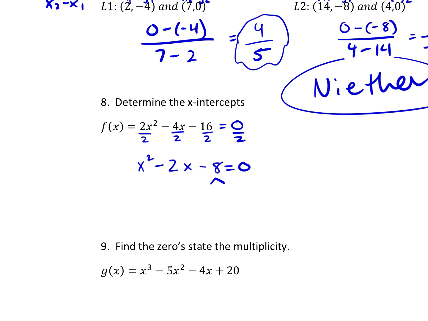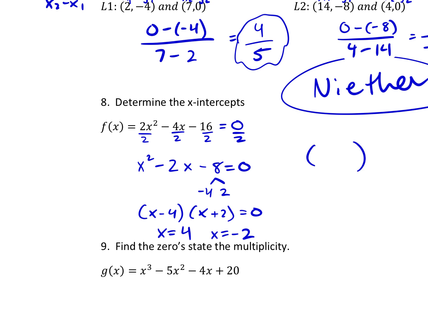What are two factors of negative 8 that add to negative 2? Negative 4 and 2, perfect. So x minus 4 and x plus 2. X is equal to 4 and x is equal to negative 2. If it asks for x-intercepts, it would probably be written as coordinate points. But as long as you know how to find them, you'll be fine. Remember, it's multiple choice. So we would have 4, 0 and negative 2, 0.